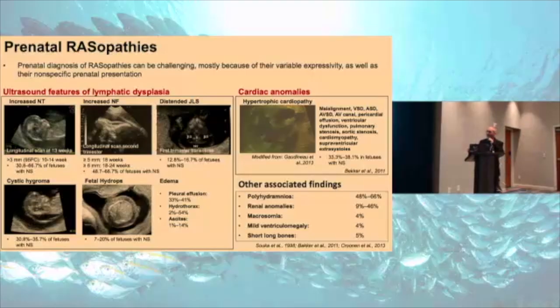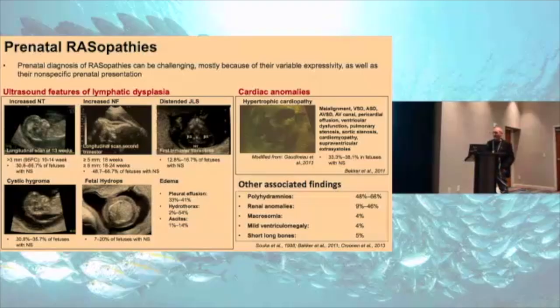Prenatal diagnosis of RASopathy can be very challenging, mostly for two main reasons: their variable expressivity and the non-specific prenatal presentation. But in the last years, many suggestive ultrasound features have been defined. These include mainly ultrasound features of lymphatic dysplasia, including increase in NT, which is an enlargement of soft tissue in the back of the neck, present in the first trimester. A similar feature is observed at the second trimester and is called increased nuchal fold.